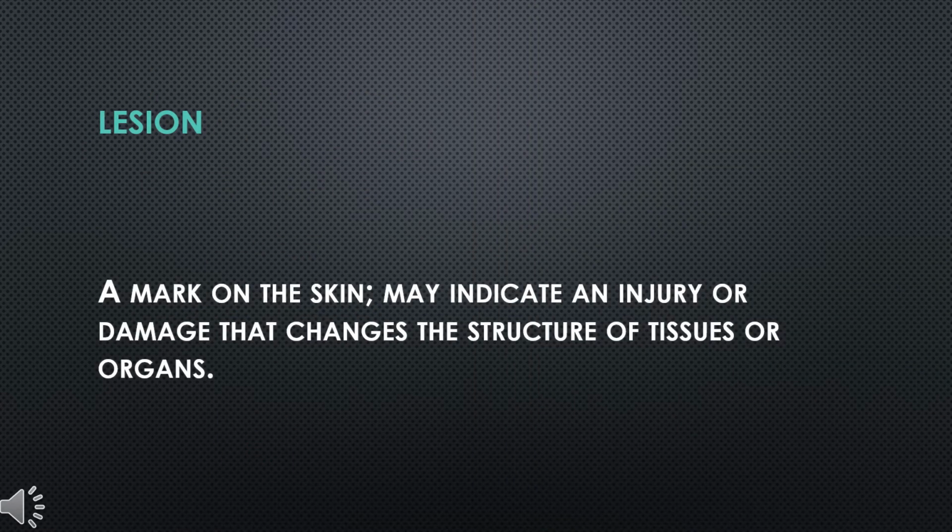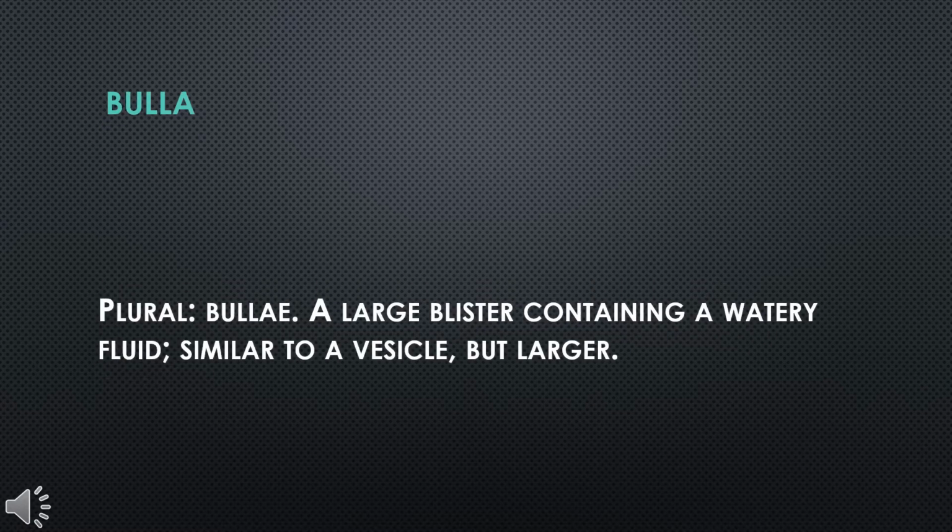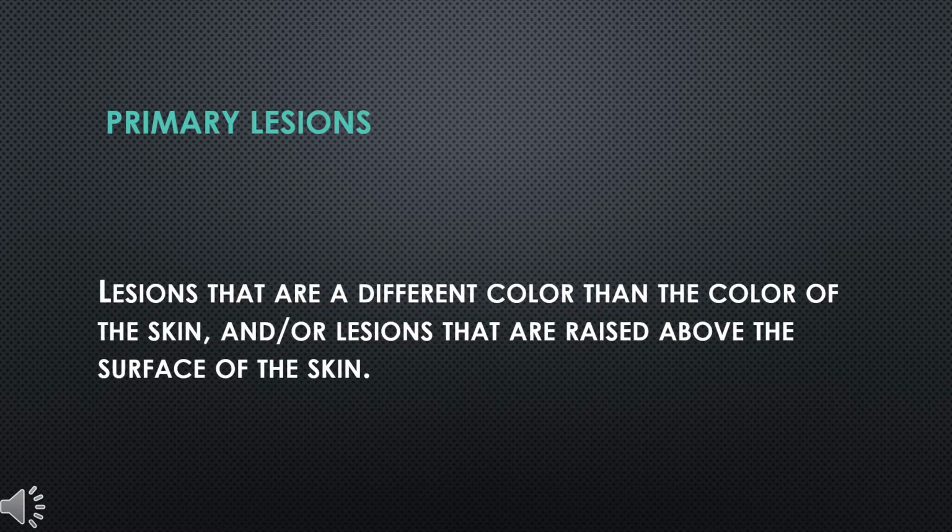Lesion. A mark on the skin that may indicate an injury or damage that changes the structure of tissues or organs. Bulla, plural bullae. A large blister containing a watery fluid, similar to a vesicle but larger. Primary lesions. Lesions that are a different color than the color of the skin, and/or lesions that are raised above the surface of the skin.